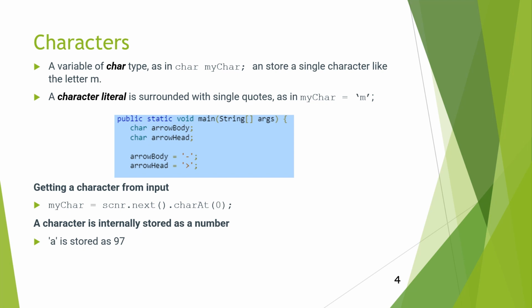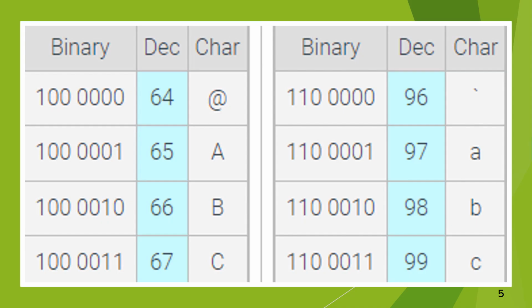And a character is internally stored as a number, like an ASCII value. The ASCII value of a is 97, so internally a is stored as 97 but not as a. And these are some examples of ASCII values and binary numbers. So capital A's ASCII value is 65, and the binary number is written like this.